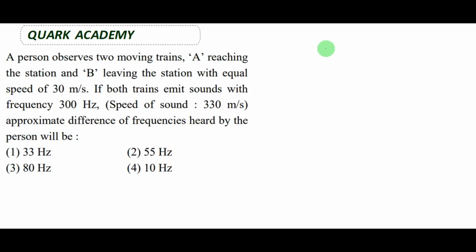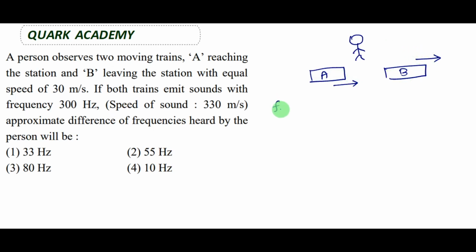This question is related to the Doppler effect. Here there is an observer in a railway station. He is seeing two trains. First, train A, which is moving towards the station, and train B, which is moving away from the station. It is leaving the station.